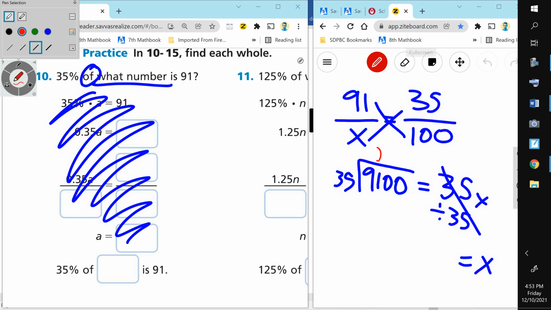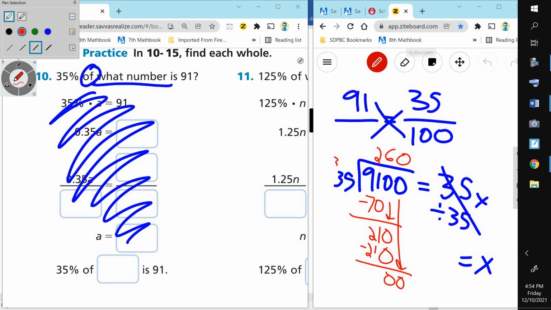35 goes into 91 twice. Okay? When you subtract, you're going to get 21. You're going to bring down a 0. 35 goes into 210. Is it 4 times? Let's find out. 4 times 3 is 12, 13, 14. Not even close. 5, 6. Let's try 6. Yeah. It's going to be 6 exactly. 6 times 5 is 30. 6 times 3 is 18, 19, 20, 21. Subtract. Bring the 0 down, and 35 goes into 0 0 times. There is your answer. The answer is 260, and I'm circling it.